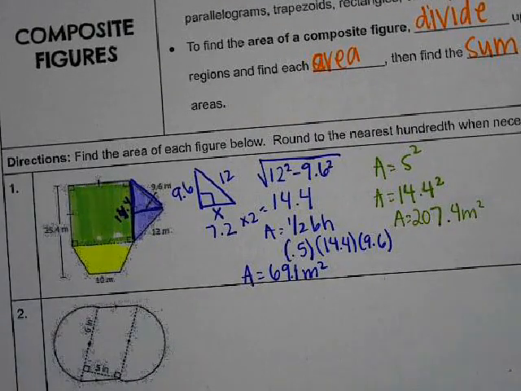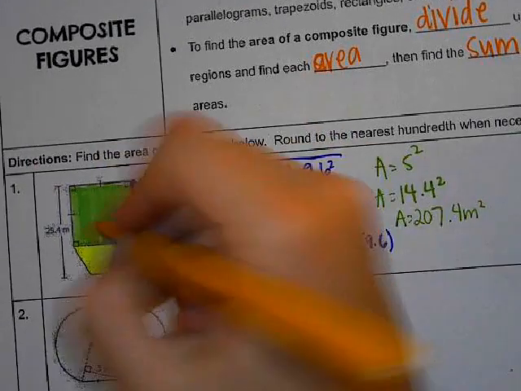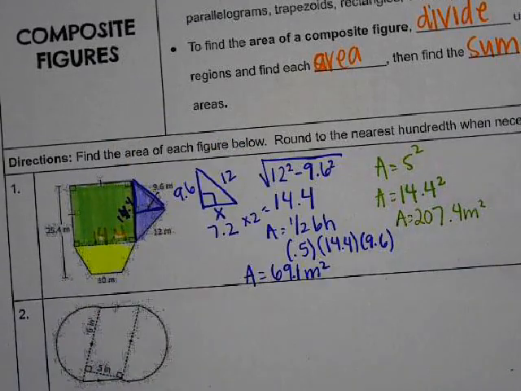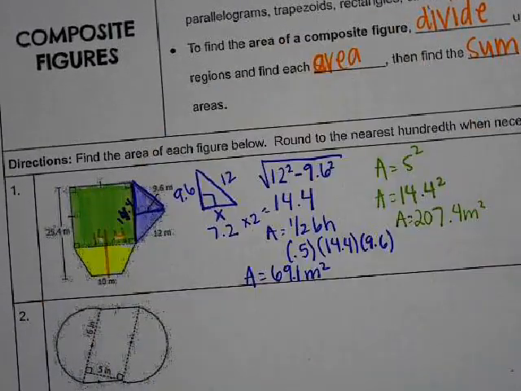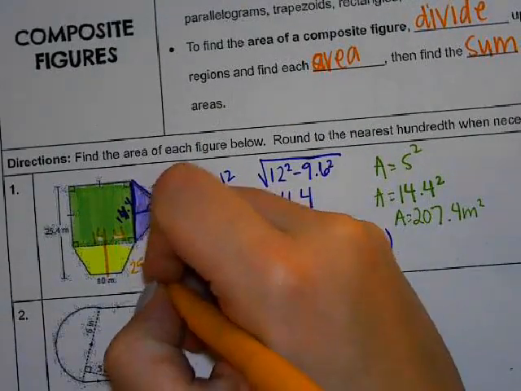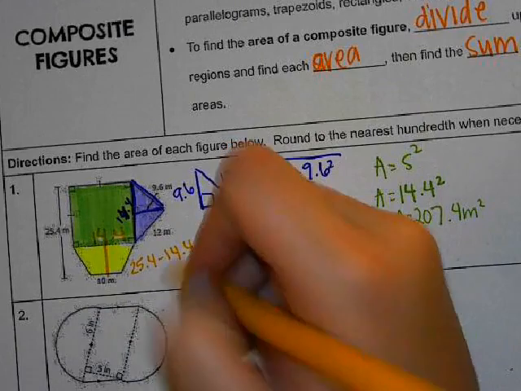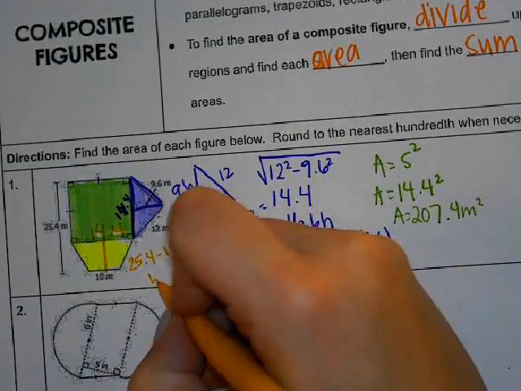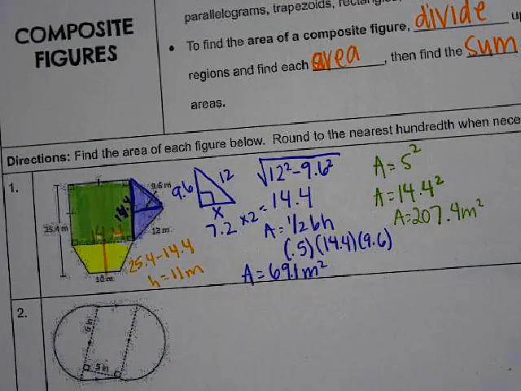Now I've got one more to do, and that would be this trapezoid down here on the bottom. I know in a square all four sides are the same, so I know both of the bases of my trapezoid. Base 1 is the 10, base 2 is 14.4. I've got to figure out the height. Now it tells me both the square plus the trapezoid are 25.4. If the square was 14.4, in order to find the height of the trapezoid, I'm just going to take 25.4, subtract 14.4, and that would give me the height to be 11 meters.